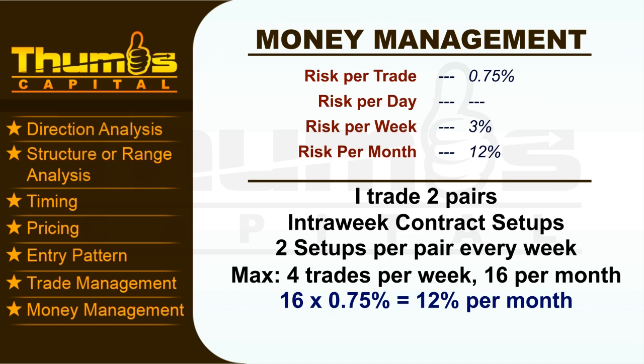That is if I get a setup for every intra-week contract in that month, which is definitely not likely to happen. This means I can only lose 12% in a month if I lose all the 16 trades of the month, which is absolutely impossible with the way I trade. I only take intraday trades inside a profitable intra-week contract trade that's already risk-free. This money management really works because numbers don't lie. If you follow it to the letter, then it will definitely work for you.